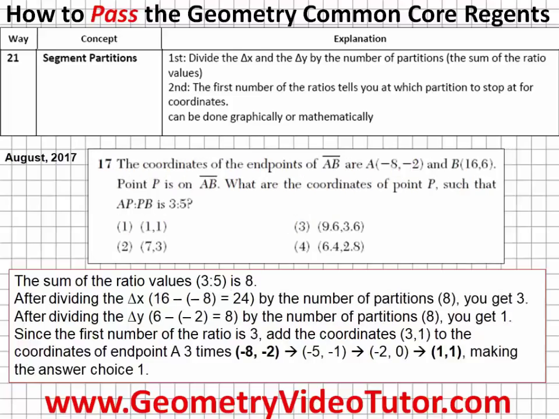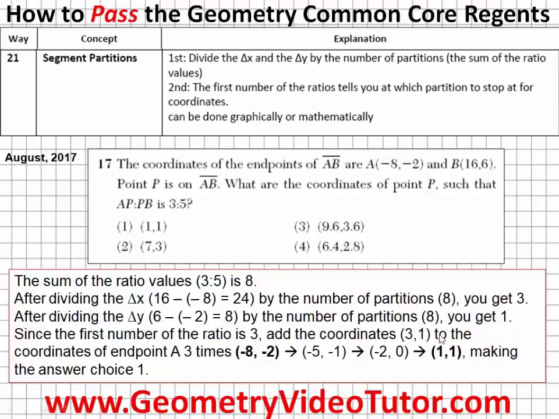And then on the August 2017 Geometry Common Core Regents, you go straight to the ratio, you add them up, 3 to 5 is the sum of 8, all right, and then you do 16 minus -8, which is 24. 24 divided by 8 is 3. You do the same thing for the y, 6 minus -2 is 8. Divide that by 8, you get 1.